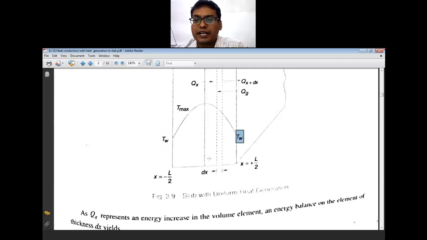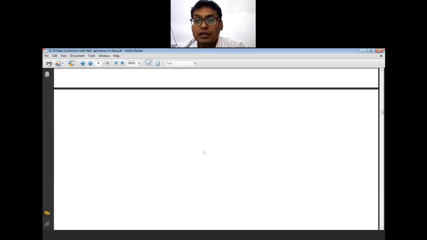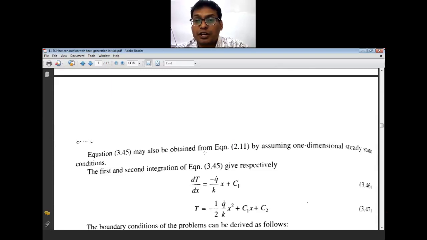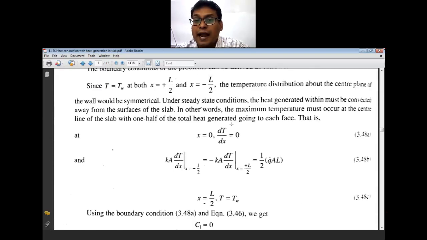Now what will happen at the center is also important. These are the two boundary conditions, and the third boundary condition is at the center, x equal to 0. What is happening? The change in temperature will become 0. That is the next boundary condition to be taken into account: at x equal to 0, the change in temperature with respect to distance is also 0.